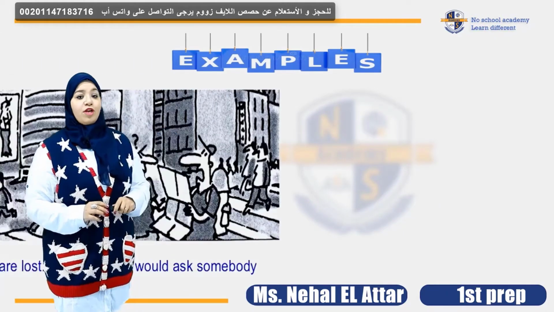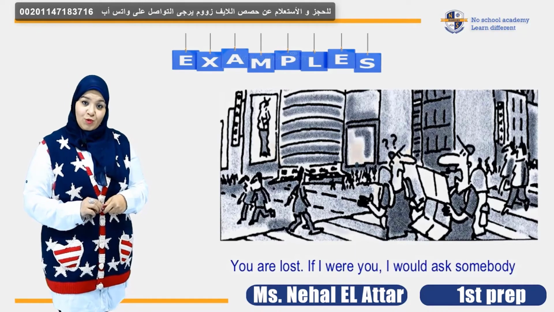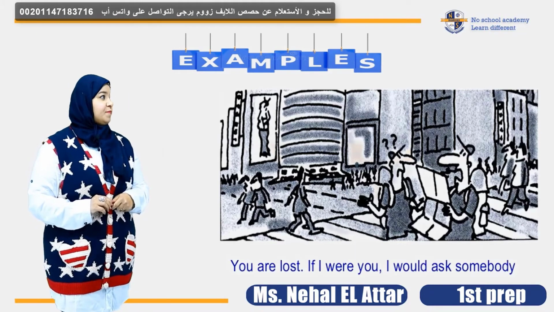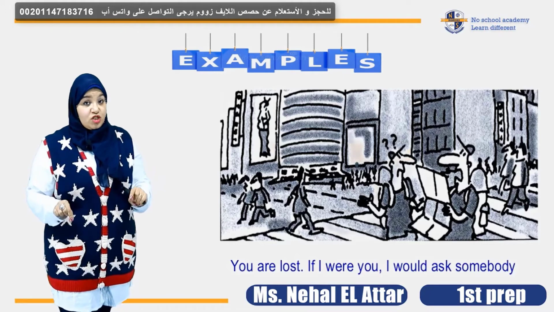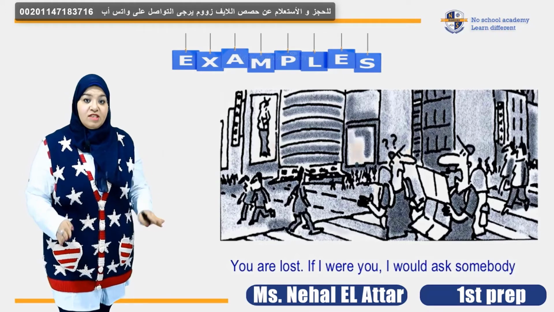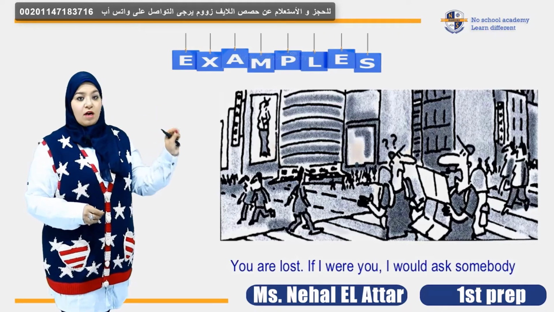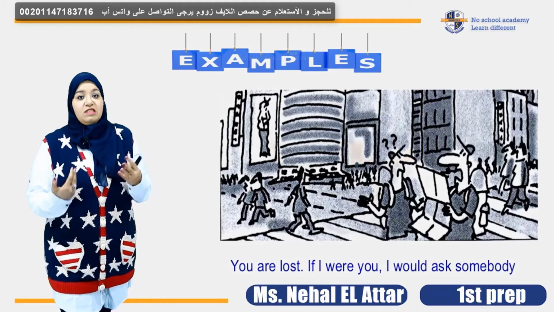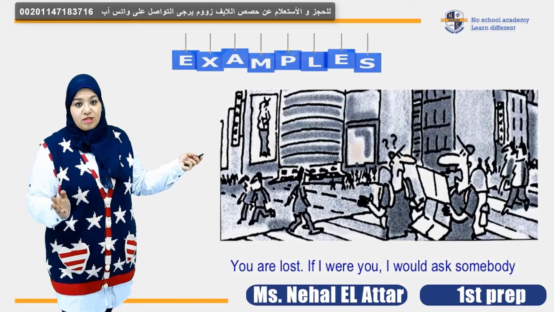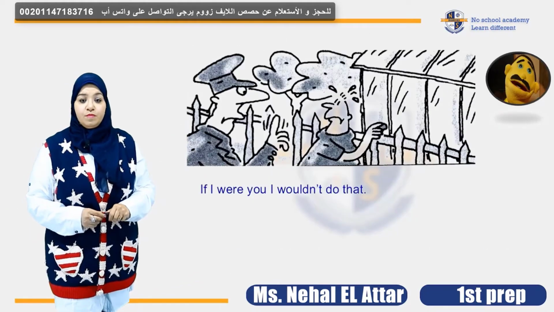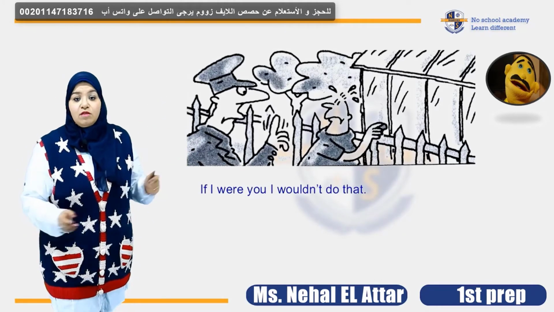Okay? So, for example, here we have an example. Can you read with me the examples as usual? Help me to read the examples. You are lost. Can you notice here the tense of the situation? In which tense are you? The situation itself is in the present. If I were you, so you are lost in the present. If I were you, because this is a kind of advice, I would ask somebody, where am I, or something like that. Another example, if I were you, I wouldn't do that.